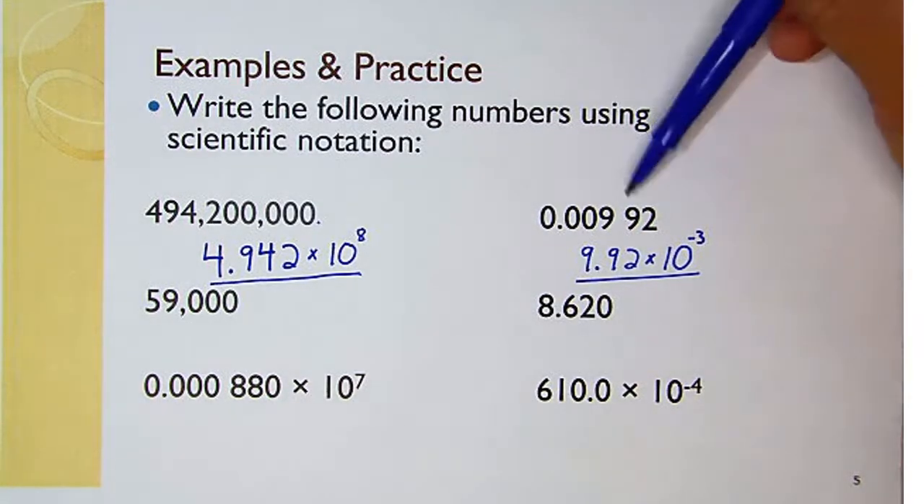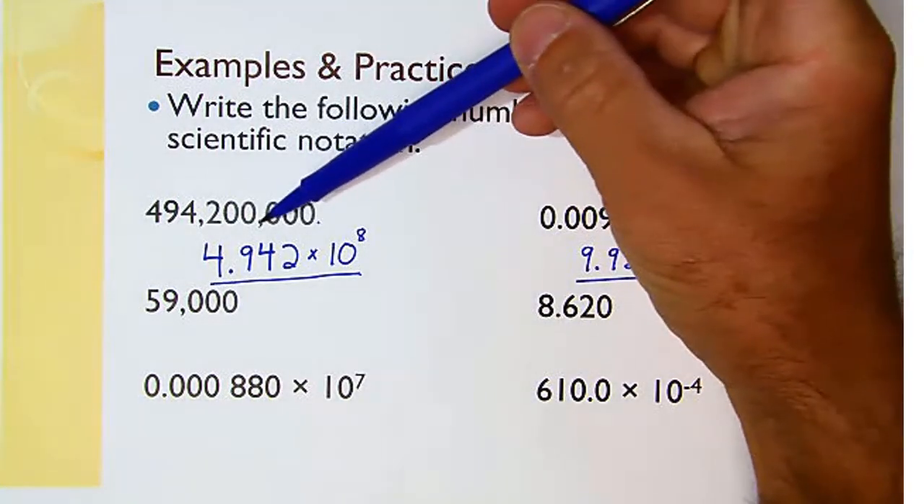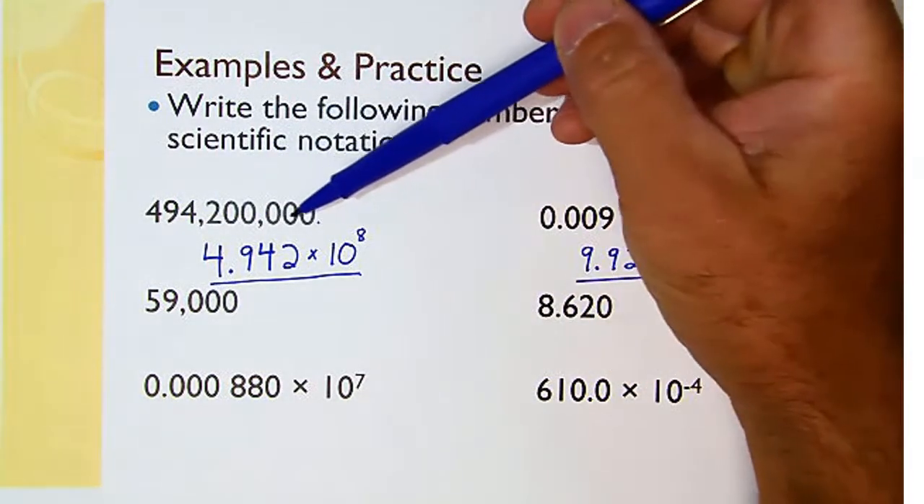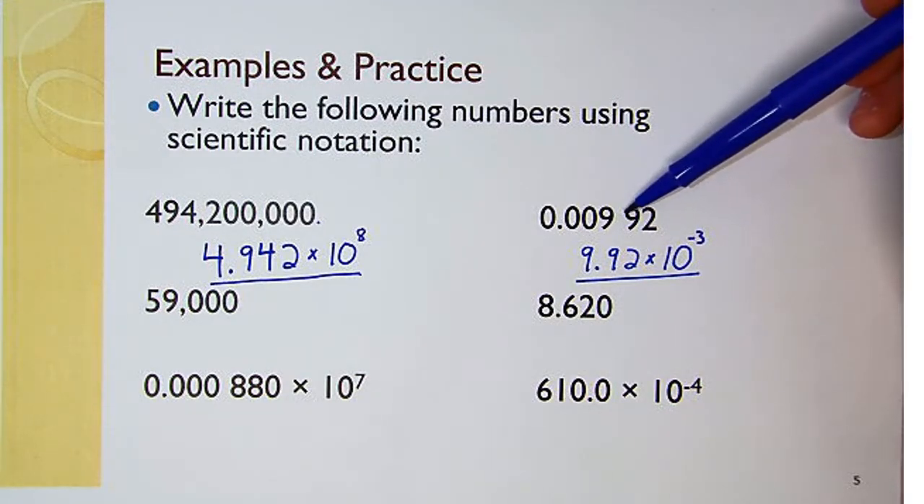You might notice that there's a little space between these two nines. With large numbers, we use commas every third place to make the number easier to look at. And with really small numbers, you'll often see an extra space between the digits to make the number easier to look at.